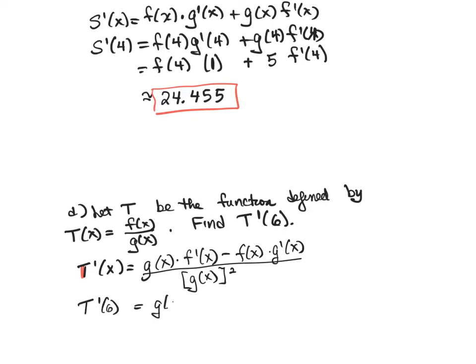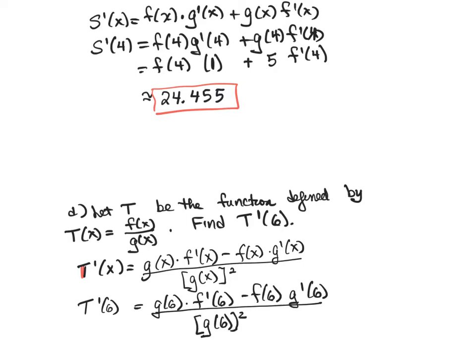So we have g of 6 times the derivative of f at 6 minus f of 6 times the derivative of g at 6 all over g of 6 squared. We know that g of 6 is 2. And we know that the derivative of g at 6 is negative 3. All over g of 6 squared, which is 2 squared, or 4.